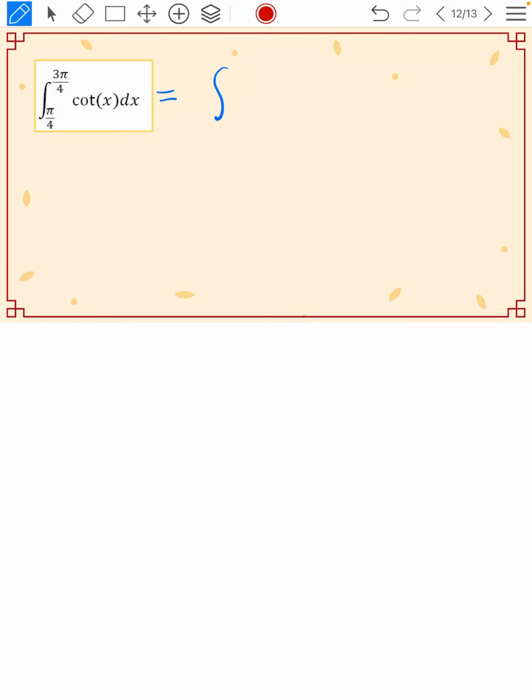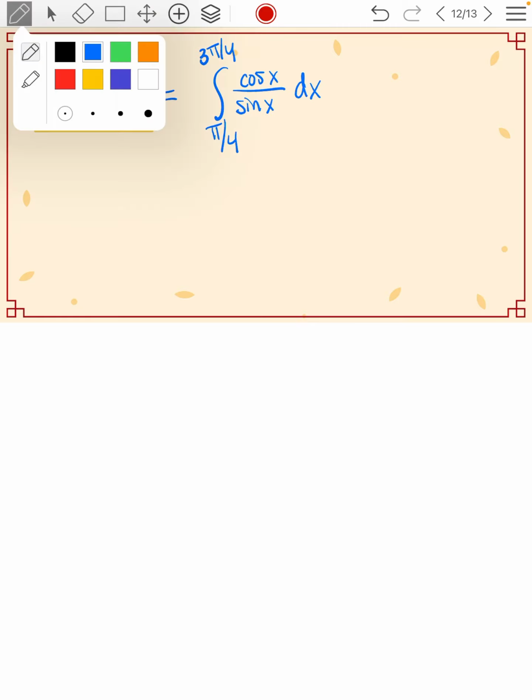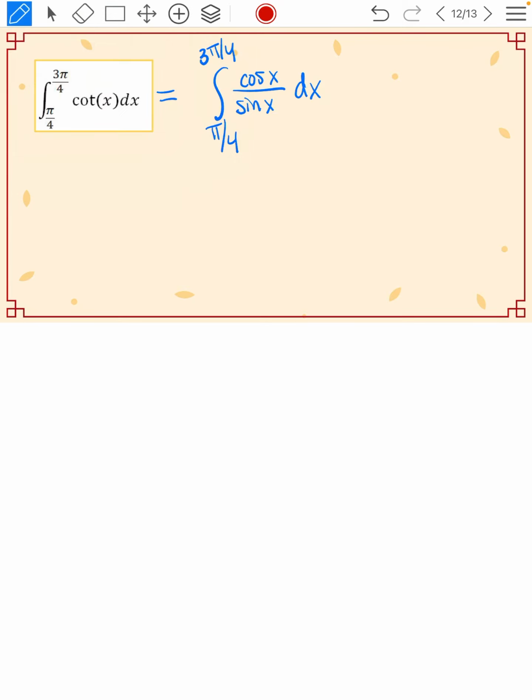So I think we talked at the end of last class, and that's kind of why I picked this problem as a twofer, that we can rewrite cotangent of x as cosine of x over sine of x dx. Okay. So then from here, I'm going to need to use my u substitution.